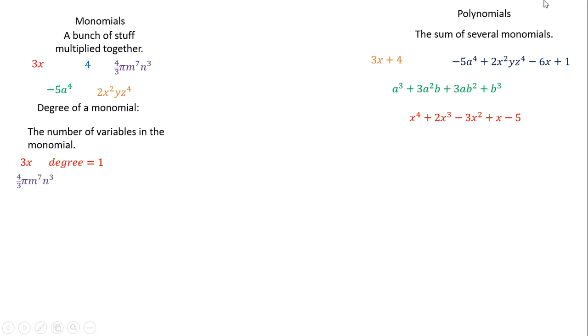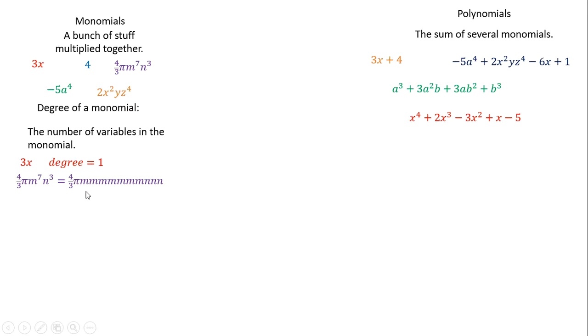We could have something like the purple one, 4/3 pi m to the seventh n cubed. How many variables are there? Some people say 2, some people say 3. If you're saying 3, remember that pi is not a variable. Pi is just a number. And if you're saying 2, well, couldn't this be rewritten as this? M to the seventh means we have 7 m's multiplied together. N cubed means we have 3 n's multiplied together. So how many variables do we really have there?